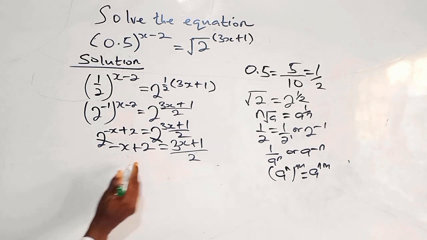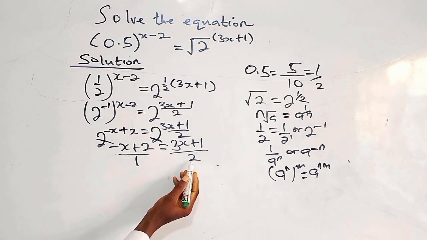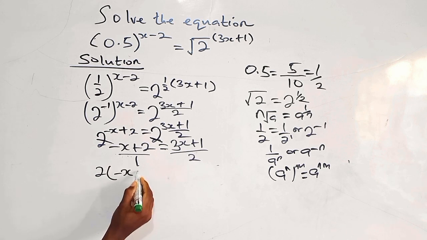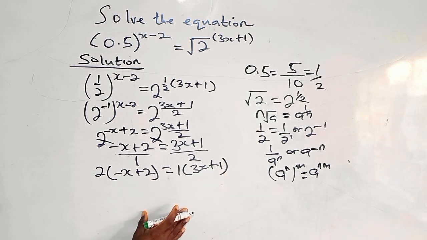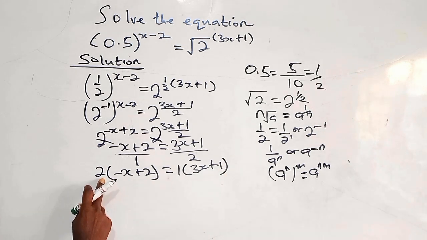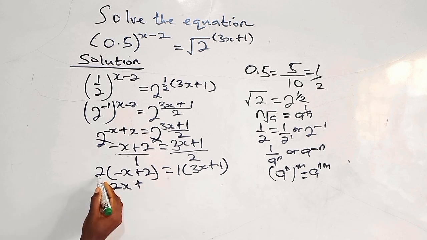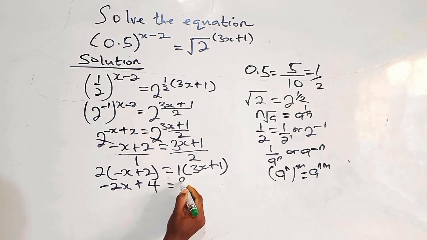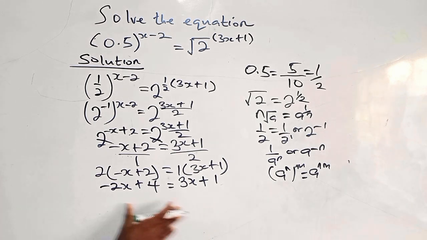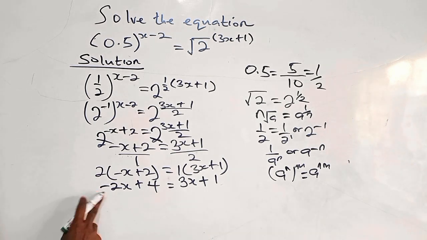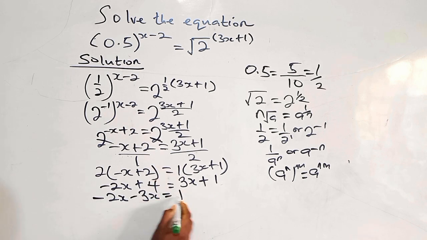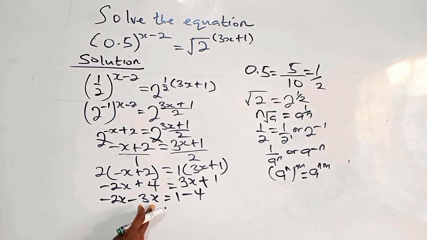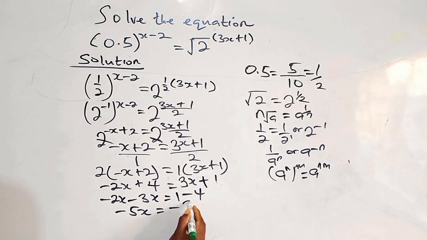Okay, so from here we have equal sign, you can cross multiply, so you have 2 into minus x plus 2 equals 1 into 3x plus 1. When you open up the brackets, you have 2 times minus x to be minus 2x, plus 2 times 2, that is 4, 1 times 3x is 3x, plus 1 times 1 is 1. So at this point, you can collect the like terms. So here you have minus 2x, minus 3x equals 1 minus 4. So minus 2x minus 3x gives us minus 5x equals, when you subtract this, you have here minus 3.